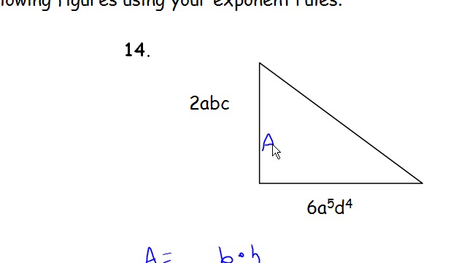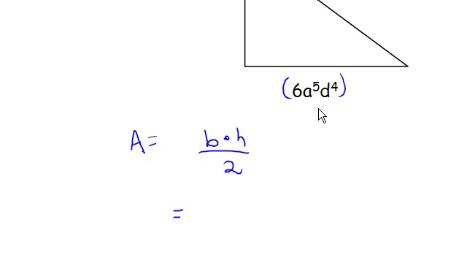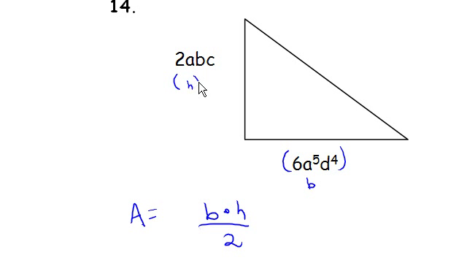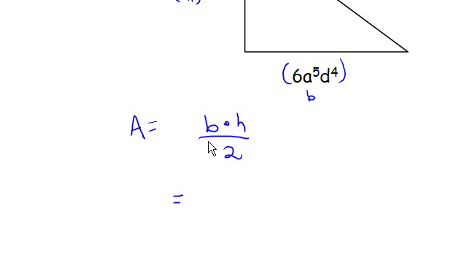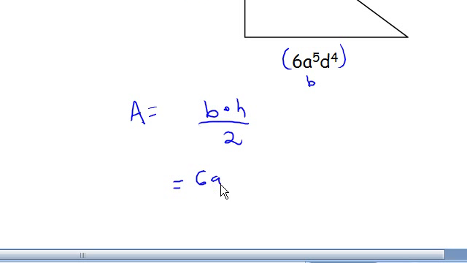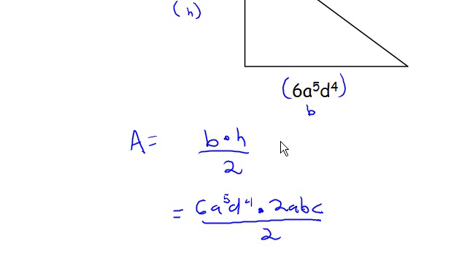And I'm actually going to write that in here. No, I'm not going to do that. So let's continue. Let's use this as the base right here. Here's our base, and here's our height. Okay. So let's go ahead and plug it into our equation. So our base is 6a to the 5th d to the 4th times 2abc, all over 2.